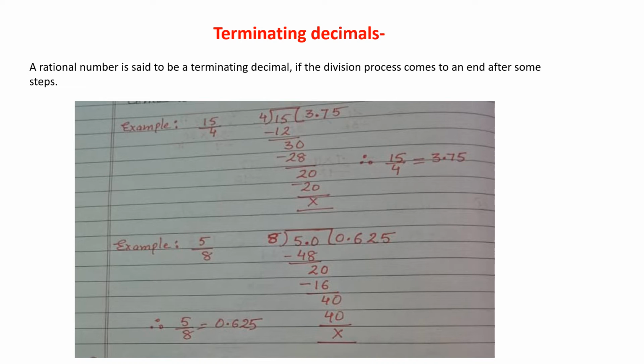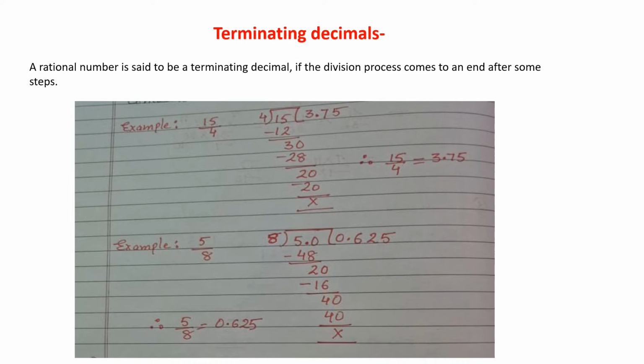Let's come to the next topic, terminating decimals. A rational number is said to be a terminating decimal if the division process comes to an end after some steps. For example, let's take 15 by 4. So here 15 is the dividend and 4 is the divisor. So we will divide 15 by 4. We'll divide the same way as we divided earlier. Your answer would be 3.75. As you can see, the answer has come to an end. There is no remainder left. So 15 by 4 is a terminating decimal.